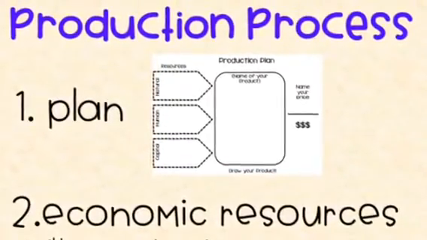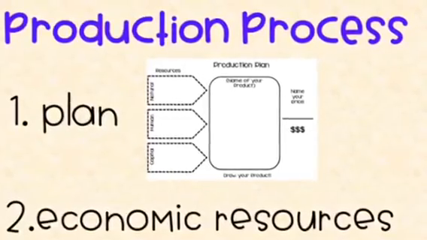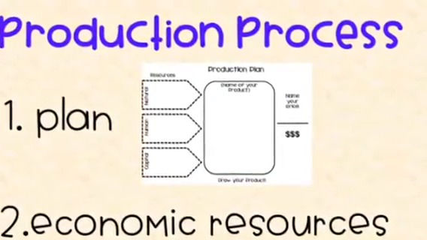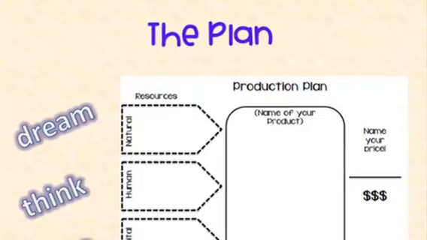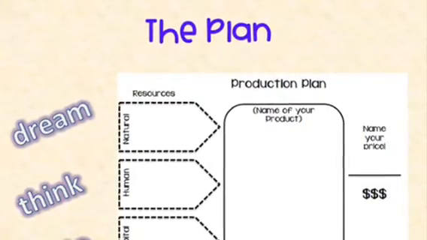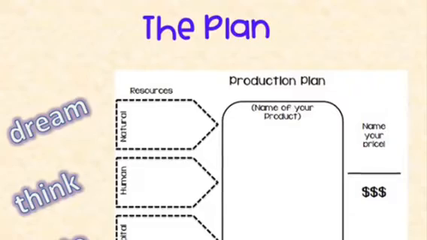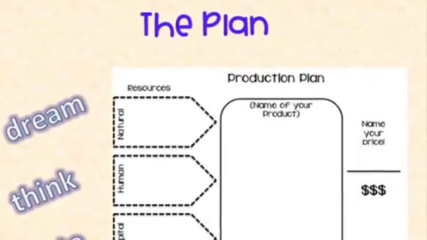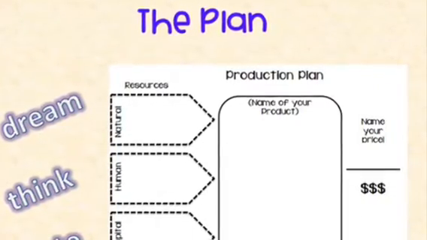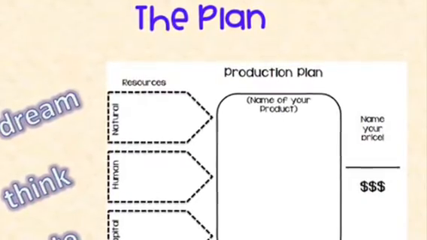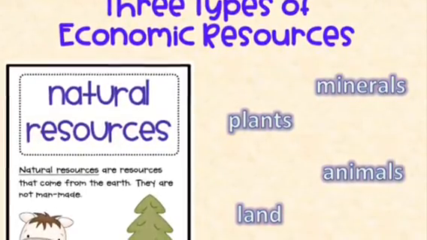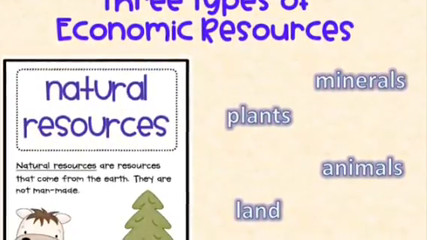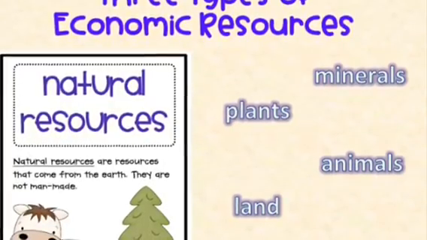In a production process, you need 1, a plan, and 2, the economic resources, which are like the ingredients. To produce a product, you must have a plan. When I think of a plan, I think of it like a map that's going to guide me and give me the direction to the end of my product. Once the business or person decides on the product that they want to make, the next step is to think about the economic resources needed.